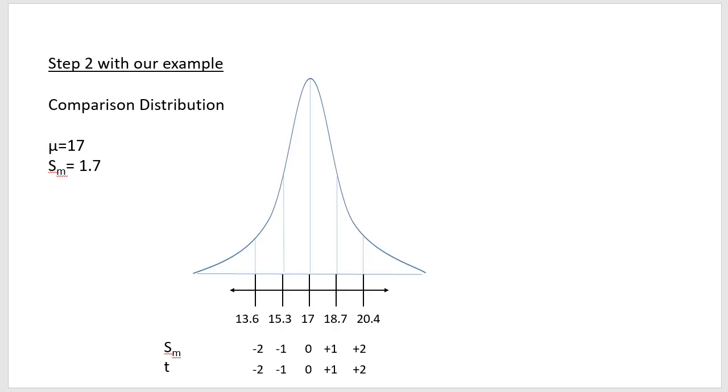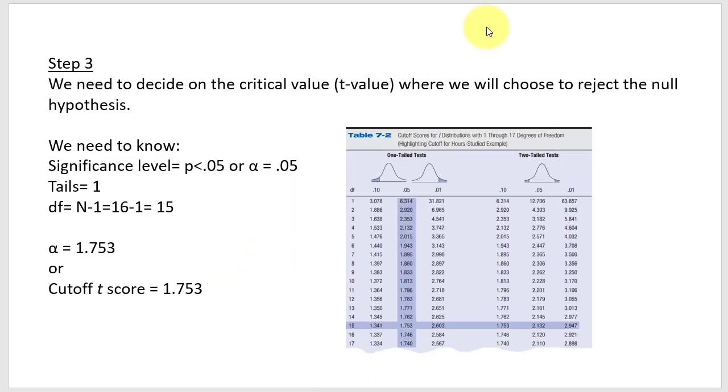So now that we have a comparison distribution, let's take a look and see where our score needs to fall on the comparison distribution. Oh, one last thing. I included the t-score. Remember, this is the same as a z-score. It's the number of standard deviations above or below a mean. So we're going to measure our cutoff score in terms of its t-score, how far away it is from the mean. In step 3, we need to decide on the critical value, or the t-value, it's the same thing, where we will choose to reject the null hypothesis. So we're going to find the t-value, or the t-score on our comparison distribution, where we will reject or fail to reject the null hypothesis.